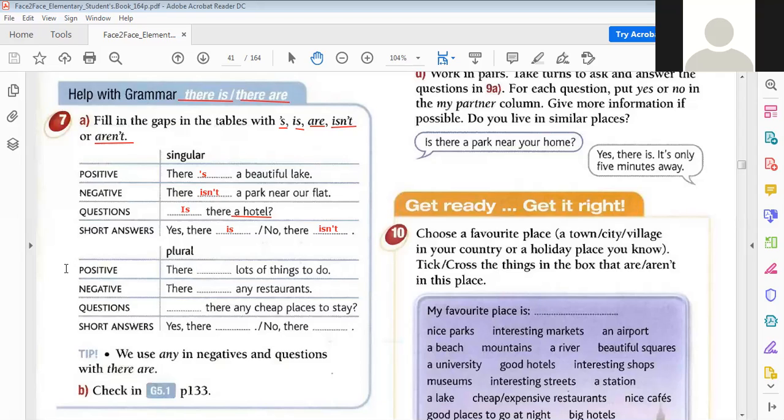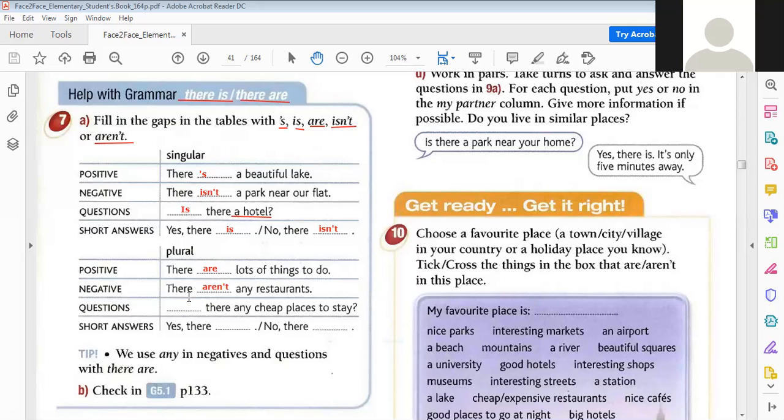Okay, Besma, what about plural? If we want to ask about a plural, what do we say? Not ask, sorry, a positive sentence, I mean. There are lots of things to do. Correct. So, yeah, there are lots of things to do. And for example, if it's negative, Manan, what do we say? There aren't any restaurants. Right.